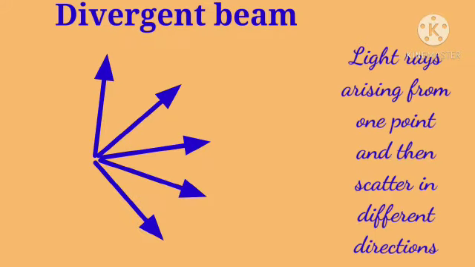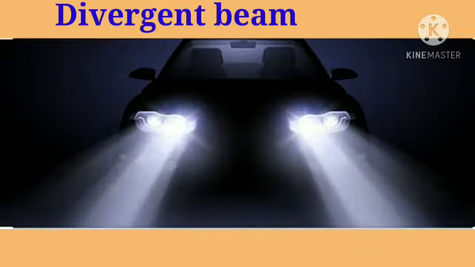Look at the light rays. They arise from one point and then scatter in different directions. Such light rays are called a divergent beam. The gap between the rays keeps on increasing as the rays scatter. The headlight of a car is the best example of a divergent beam of light.